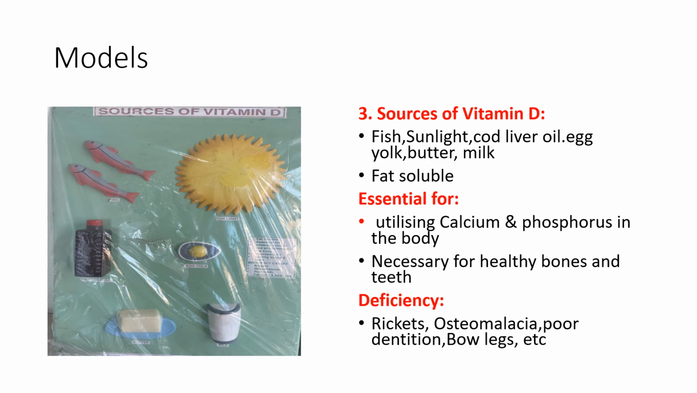This particular model is that of food items which are sources of vitamin D, like fish, sunlight, cod liver oil, egg yolk, butter, milk. You have to remember that vitamin D is fat soluble in nature. It is essential for utilizing calcium and phosphorus in the body and necessary for healthy bones and teeth. And its deficiency causes rickets, osteomalacia, poor dentition, bone aches, etc.